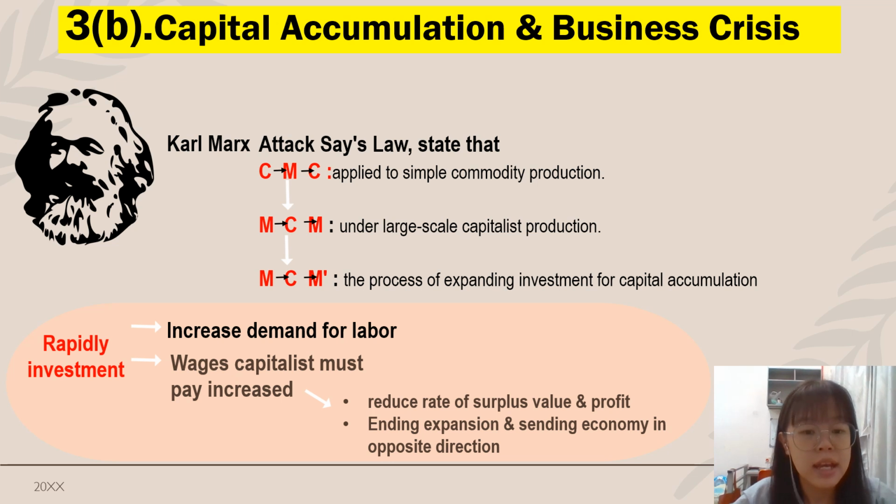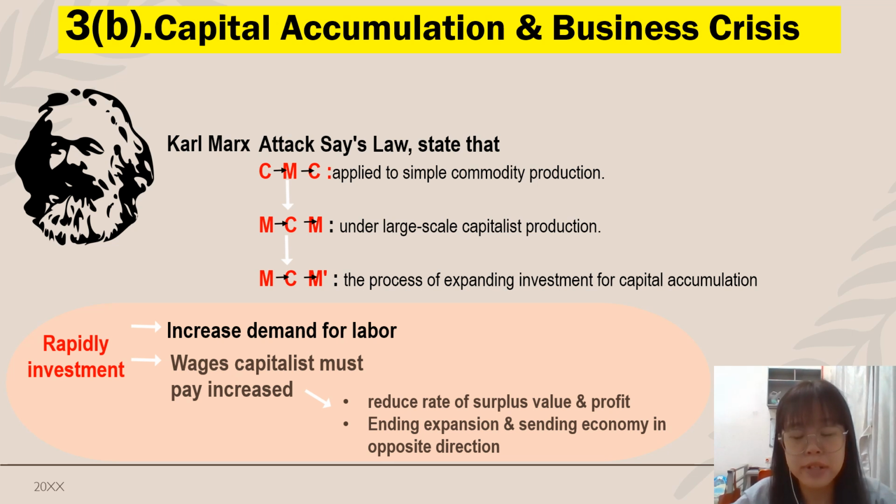After that, Karl Marx extended the process of exchange to become money to commodity and to more money, which has the exploitation of labor power. This is the process of expanding investment for capital accumulation. Hence, the rapid investment in capital and labor will temporarily increase the demand for labor, and this also increases the wages that capitalists must pay. However, the higher wages will reduce the rate of surplus value and profit, ending the expansion and sending the economy in the opposite direction.